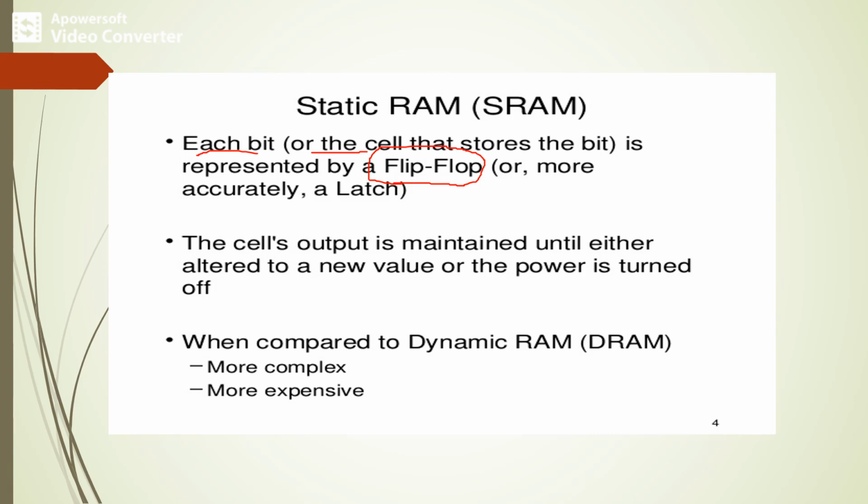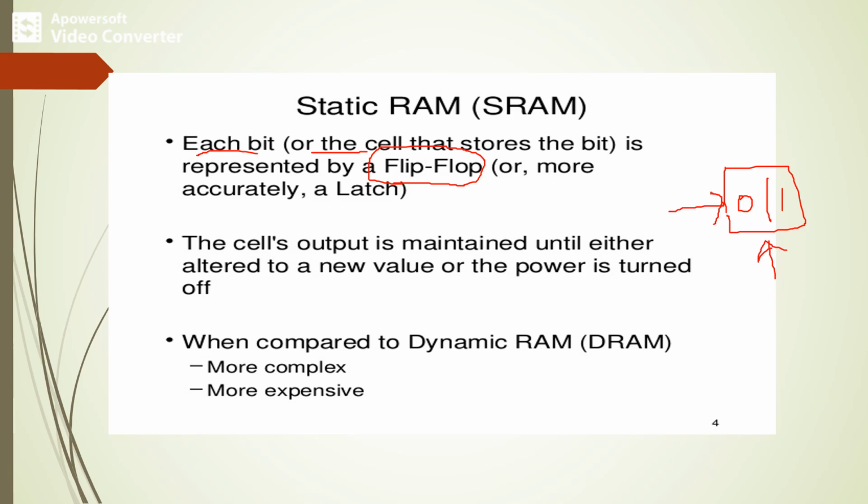Whatever information is stored within the SRAM cell, either 0 or 1, a single bit of information, will be maintained until any modification or alteration comes to this respective cell, or else there is a power failure or the power is turned off.